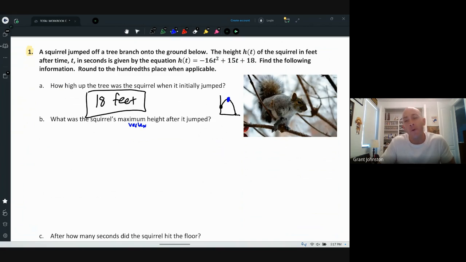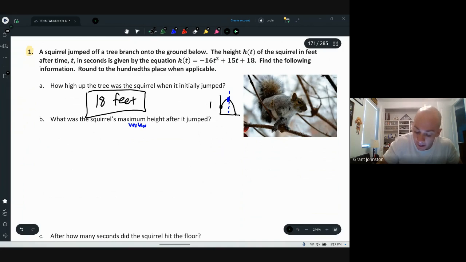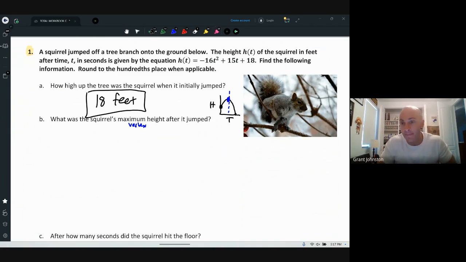But remember, before you can ever get the vertex, you first need to know the axis of symmetry. Because to get that vertex, to get that maximum height, you need to first know at what time it reaches that maximum height. So if this is our height, we need to know at what time it reaches that height. So we need to find our axis of symmetry first. Remember, to always get the vertex, you first have to find the axis of symmetry.